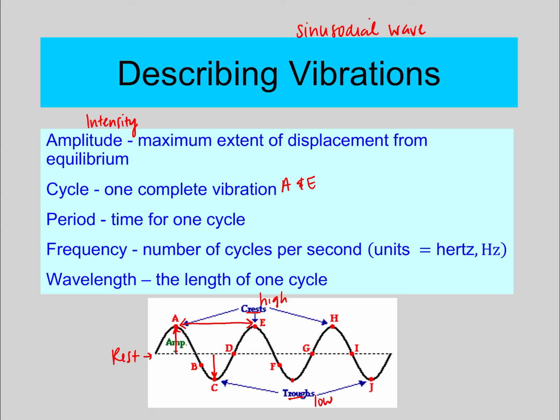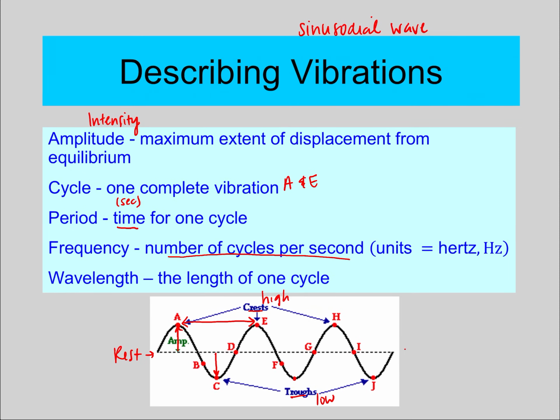Now the period, just like you had periods in school, the period is going to be the amount of time, usually in seconds, for one cycle. So this is timing it. Okay, it's past point A, I'm going to time through point B, C, D, E, stop. Okay, so a period is the time. Now the next one is frequency. And this is specifically related to time as well, but it's the number of cycles that occur per second.